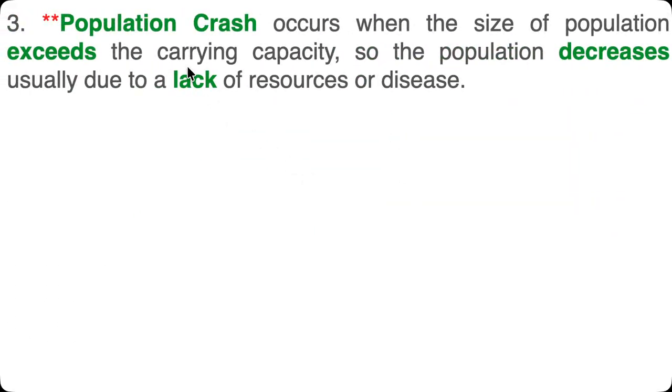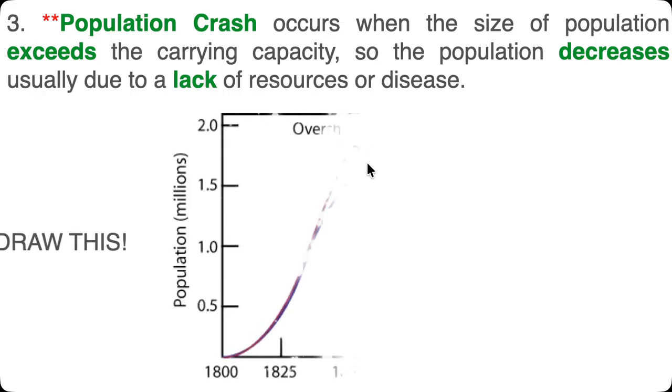So this is the very last term, population crash. So when your number of organisms has exceeded the carrying capacity, you get a population crash. And that is when the population decreases, sometimes rapidly, because of a lack of resource or disease. So not enough water, not enough food, or disease spreads and wipes out the population.